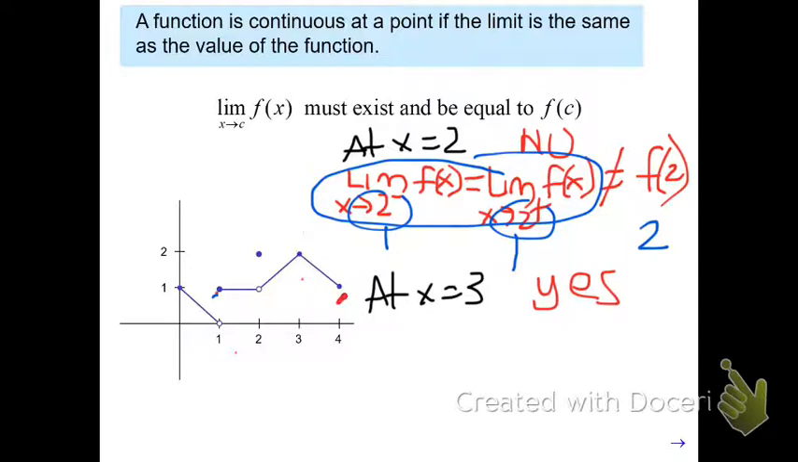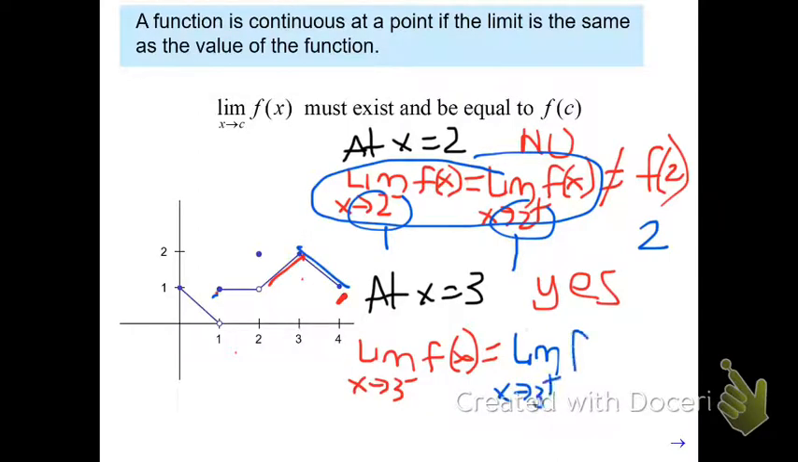Again, this weird point, I don't know what that is. To justify it, I would say at 3, the limit as x approaches 3 from the left equals the limit as x approaches 3 from the right and that also equals, and this is the piece everybody forgets, that also equals f of 3. Okay? And f of 3, that means you have a solid point there. What are all of those values? The limit from the left is 2, the limit from the right is 2, and the value of the function, they are all 2.